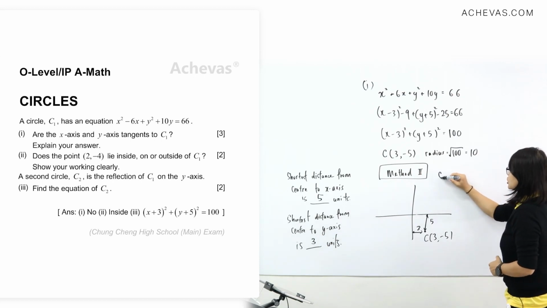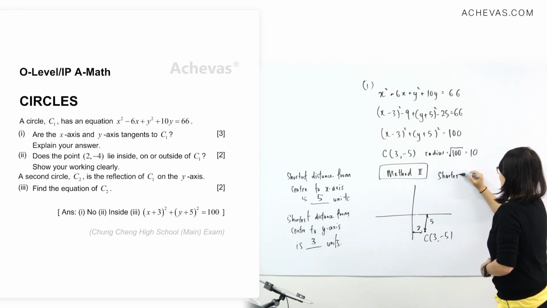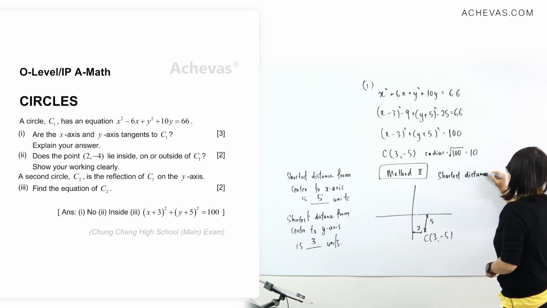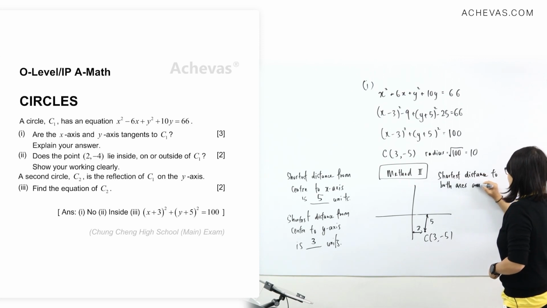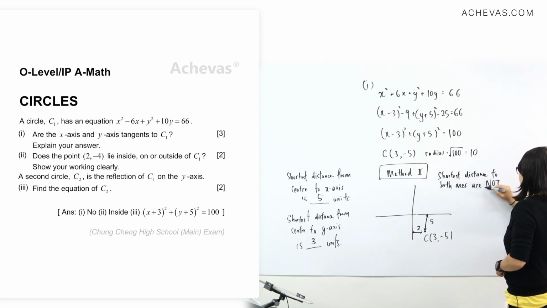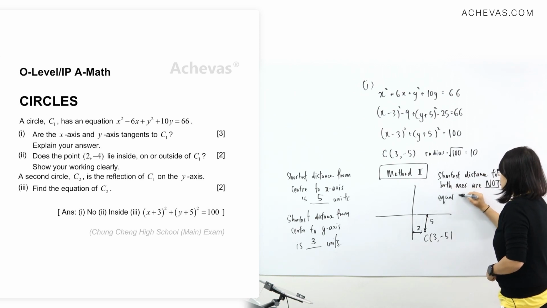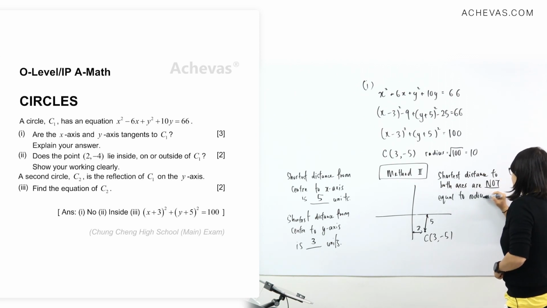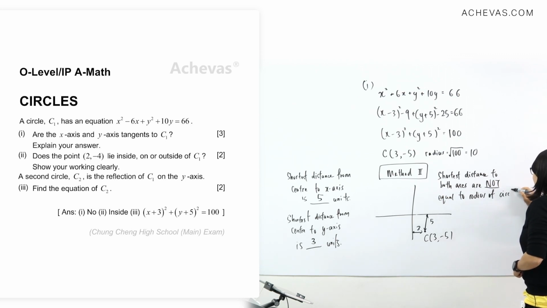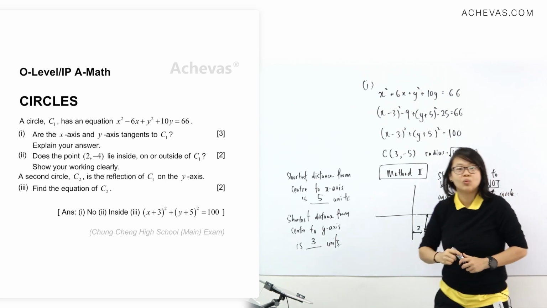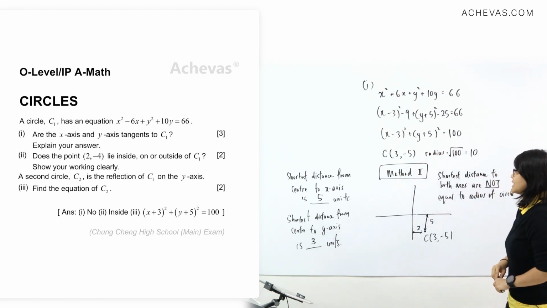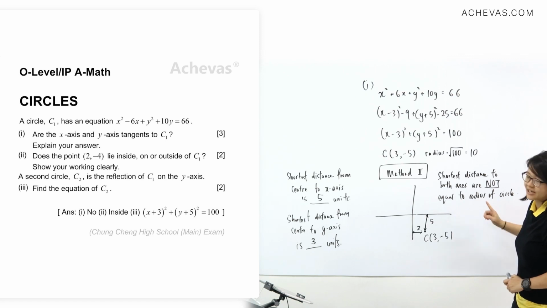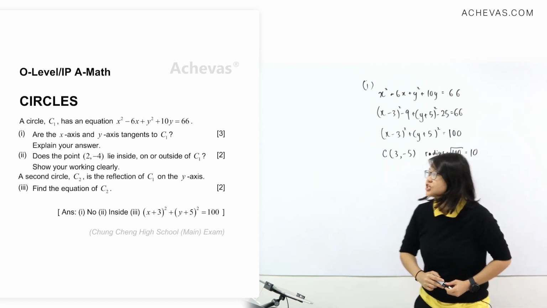And you notice that the shortest distance to both axes are both not equal to radius. So I'm going to write shortest distance to both axes are not equal to radius of circle. And therefore, x-axis and y-axis cannot be the tangent to the circle because the distance are not equal to the radius. Now let's take a look at part 2 of the question.